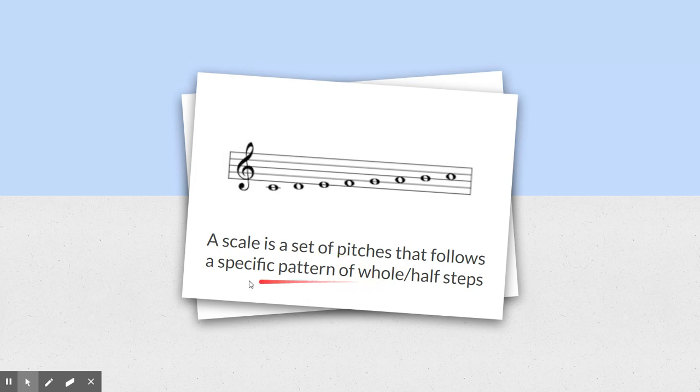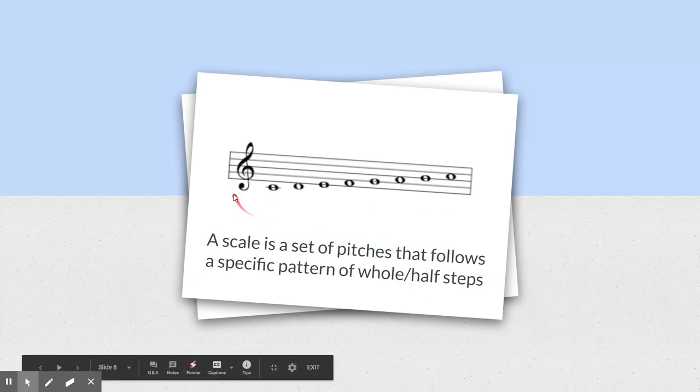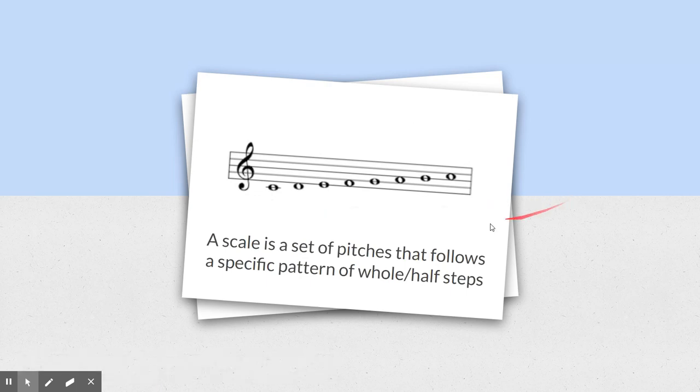A scale, what we're going to be working on today, is a set of pitches that follows a specific pattern of whole and half steps. Right now up here is a scale. It's the C major scale, the one we're used to that has no sharps or flats. You see that it starts on C and ends on C, do to do. And it does follow a pattern that we'll learn about in just a second.